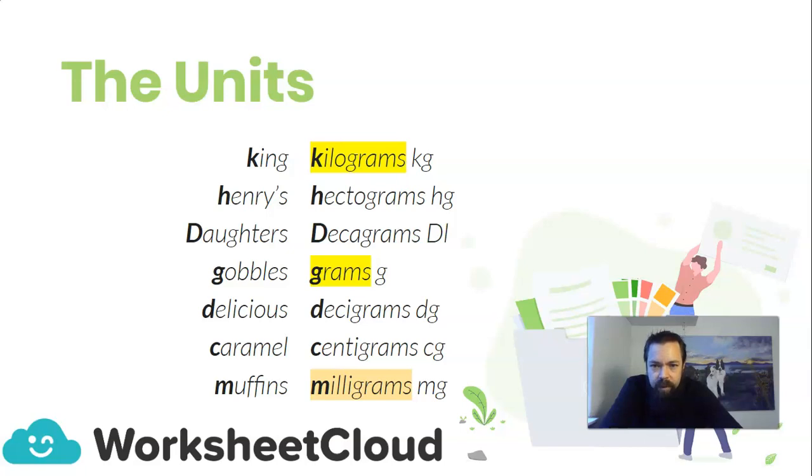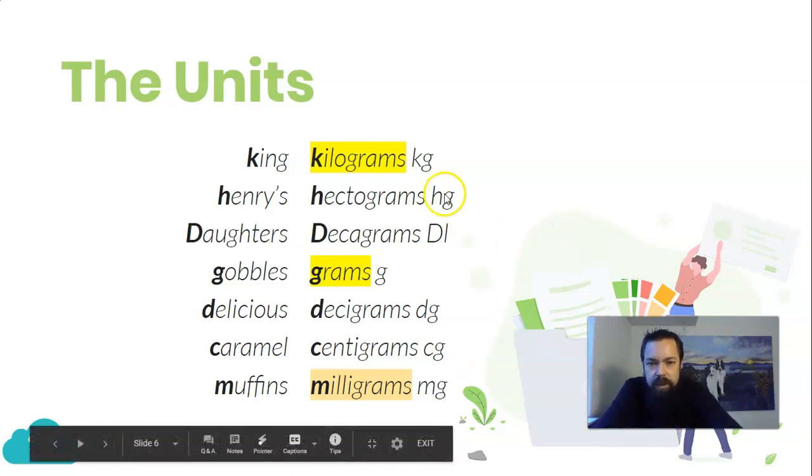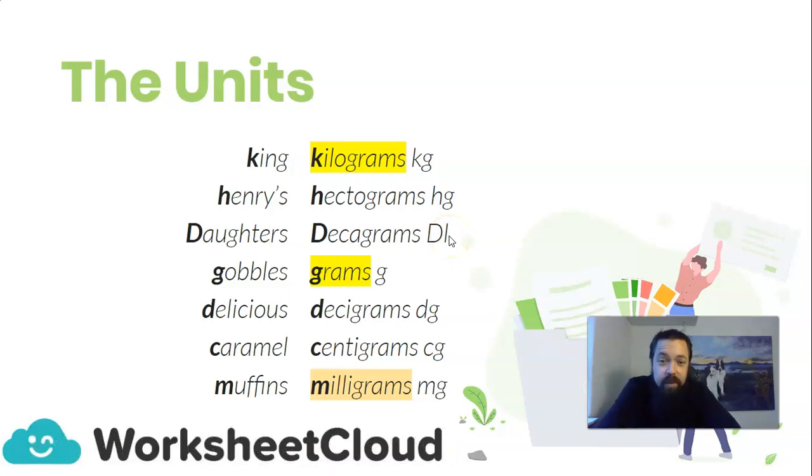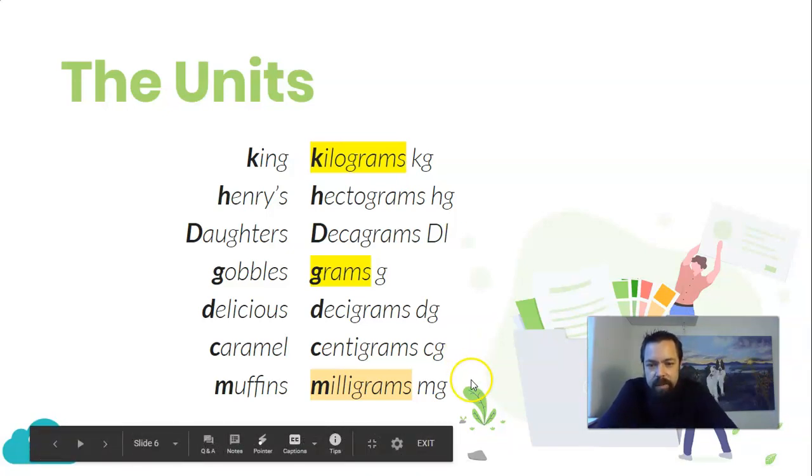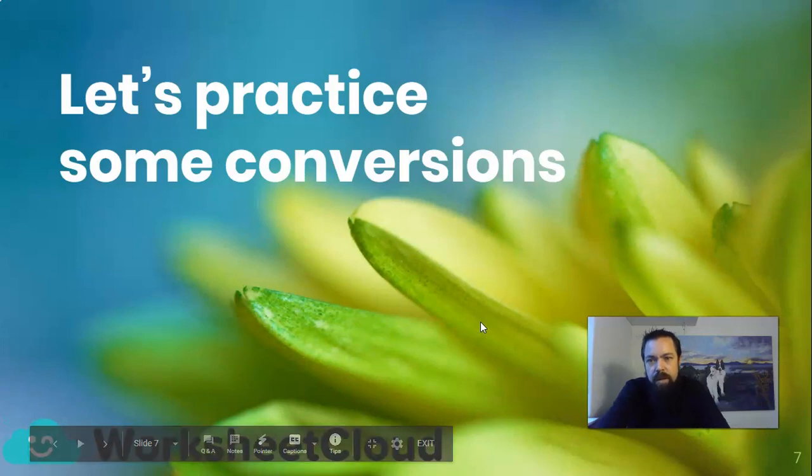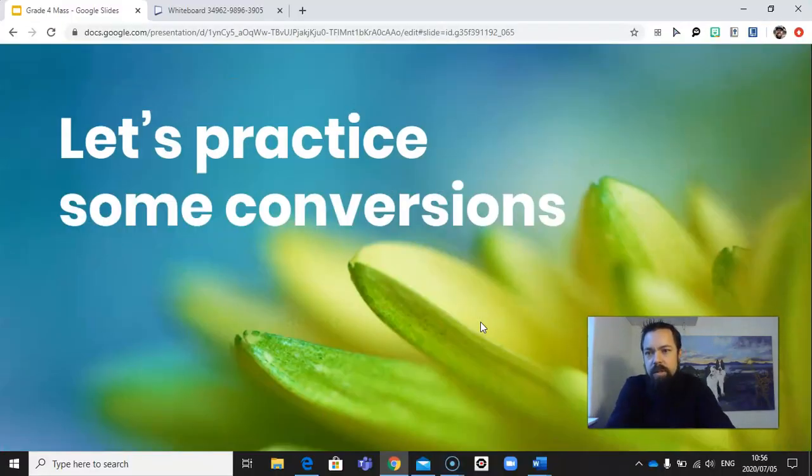Okay, so kilograms, kg, hectograms, hg, decagrams, dag. It's the only one with a capital, and it's only capital because we've got another d as well. Grams, g, decigrams, dg, that's the small g, and that's why we have a d. Oh, this should be a g, not an l. I forgot to change that when I copied it across. So it's decagrams, not decaliters. And then down to centigrams, cg, and milligrams, mg. So let's practice some conversions.